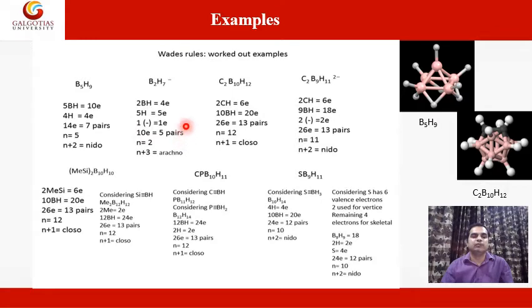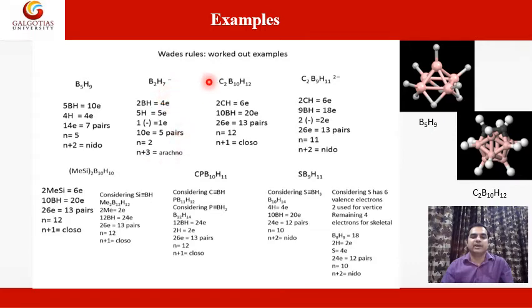That means it is equal to 5 pairs, because in 1 electron pair we have 2 electrons. That's why it is giving the 5 pairs. Now calculating by this, we know that in this case the number of boron atoms is equal to 2. That's why we have taken the n equal to 2 value here. And when we calculate with these electron pairs, we will find that the remainder will be 3. That's why it belongs to the n plus 3 category. That means the shape is of the arachno type cluster for B2H7 minus.